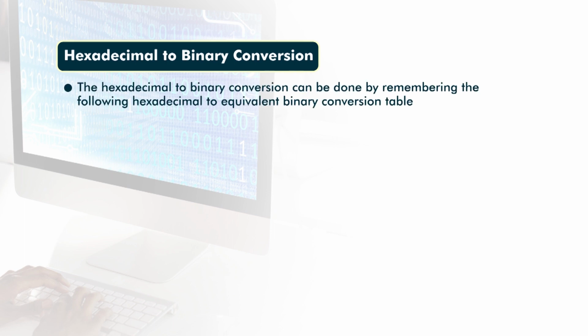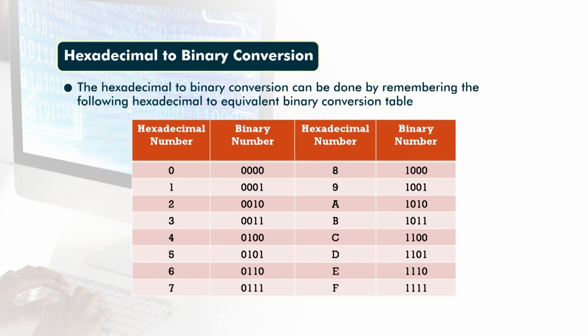Now we go for the hexadecimal to binary conversion. The hexadecimal to binary conversion can be done by remembering the following hexadecimal to equivalent binary conversion table. Instead of grouping 3 bits as we did from binary to octal conversion, here the grouping of 4 bits will be done. We have the table here with 4 columns. In column 1, we have the hexadecimal number, and in column 2, the corresponding 4-bit binary number. In column 3, we have the hexadecimal numbers starting from 8 up to the alphabet F, which stands for the decimal number 15, and the equivalent binary number in the 4th column.